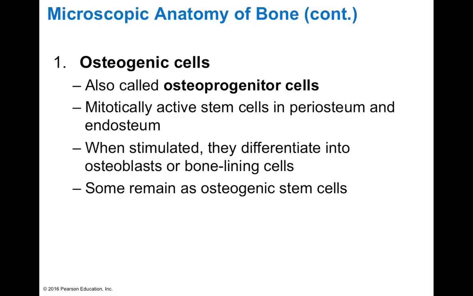What we find then is that these osteogenic cells are a nice source of additional stem cells for bone repair, and some remain as osteogenic stem cells within the periosteum and endosteum. That way you always have some capacity for bone repair.